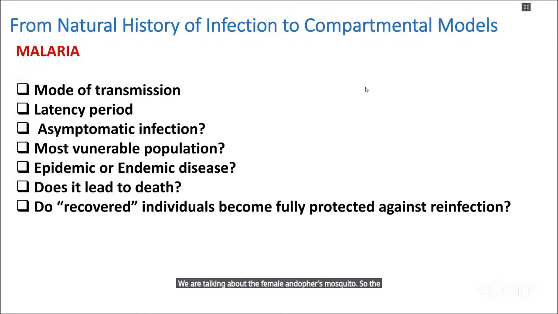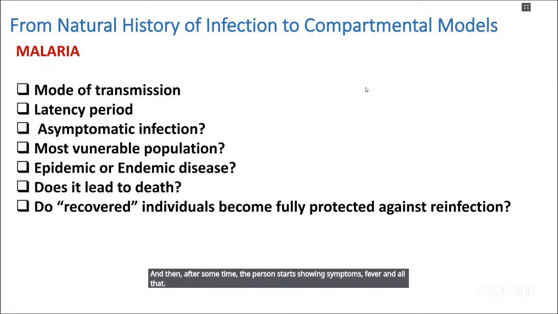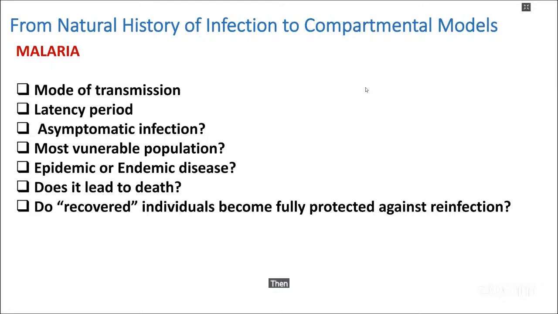So the mode of transmission is from an infectious mosquito to what? To human. When the mosquito bites the human being, it can transmit the parasites into the blood, into the system of the individual. And then after some time, the person starts showing symptoms, fever, and all that. So that's on one side. Then on the other hand, an innocent mosquito too can catch the parasite from a human being. Do we know that?